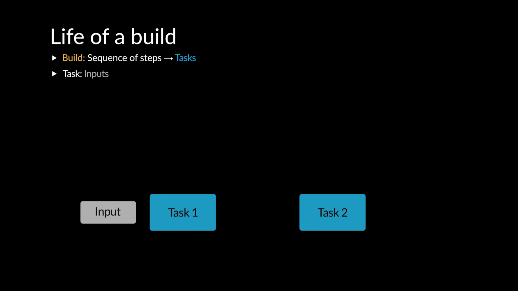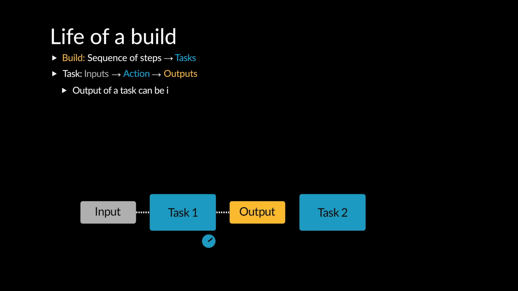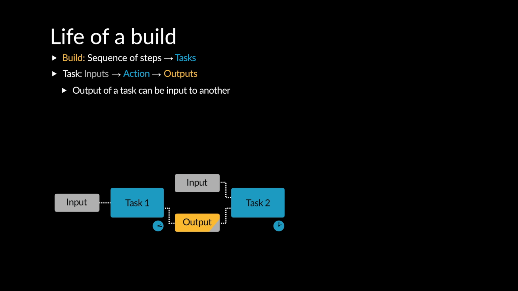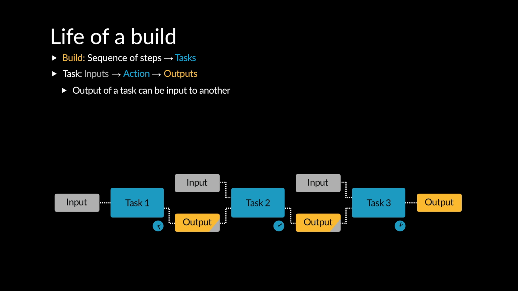Tasks have inputs, such as files or configuration options. They execute an action, and they produce outputs. The outputs of a task can be the inputs to another task. Engineers noticed that a considerable amount of time was spent executing the action of tasks.